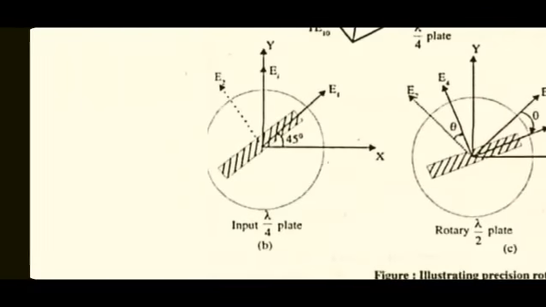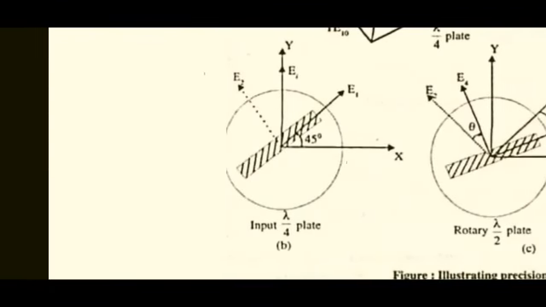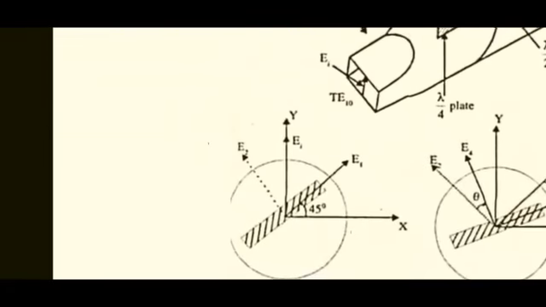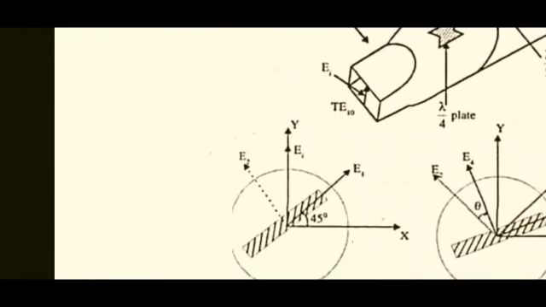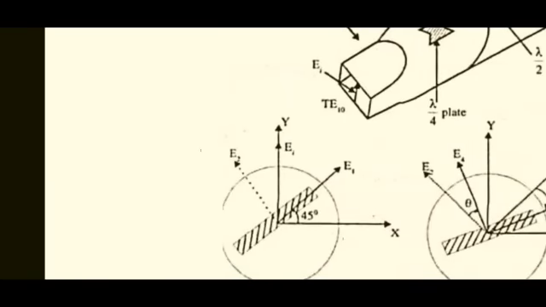Okay, in the first diagram A, the input incident wave, as we have said, TE10, is in the y-axis direction. Now once it enters the input section, that is the quarter wave section, then it hits the dielectric plate and it is resolved into two parts, E1 and E2. Now these two parts are separated by 90 degrees. So E1 is parallel to the plate and E2 is perpendicular to E1.